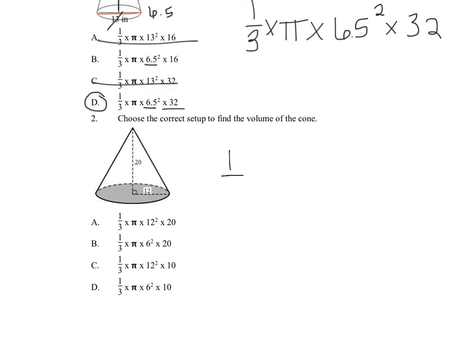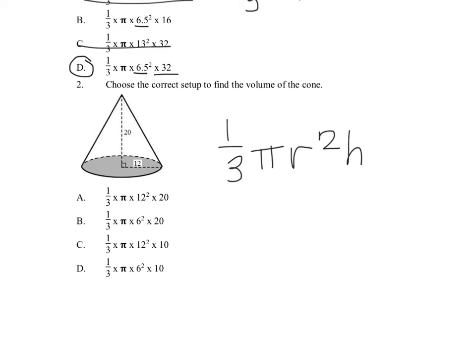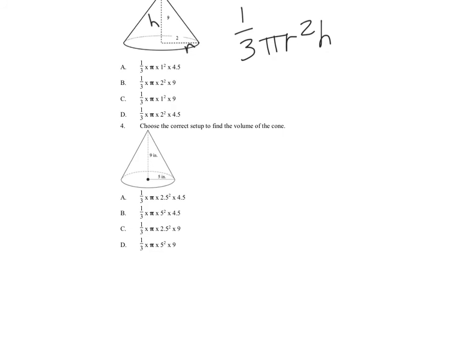Okay, on number 2, same thing, 1/3 pi r squared times height if you want to write the formula down each time, and all you're looking for is the radius, which they gave you. You don't have to do any special dividing, and the height, they gave you that too. Okay, radius, height, 1/3 pi r squared times height. It's the same formula every single time.